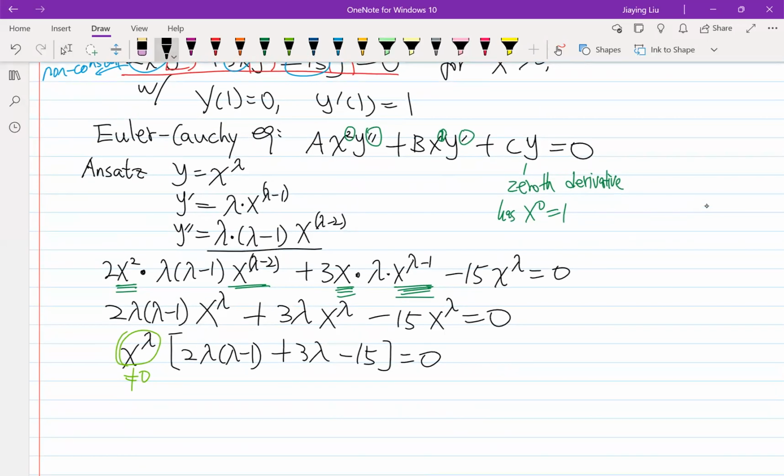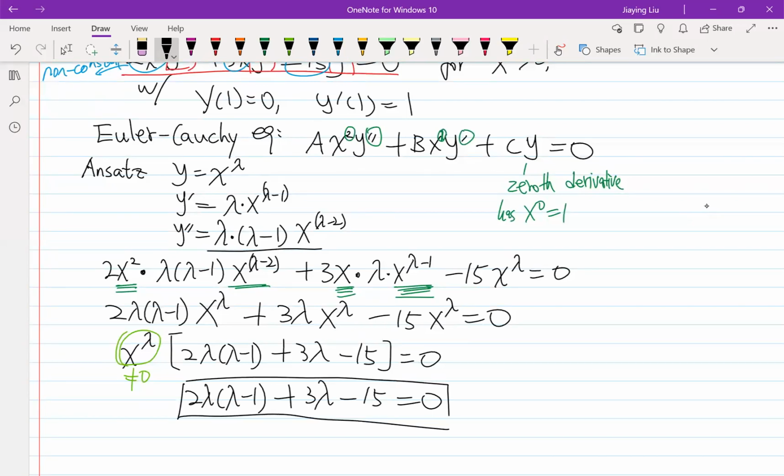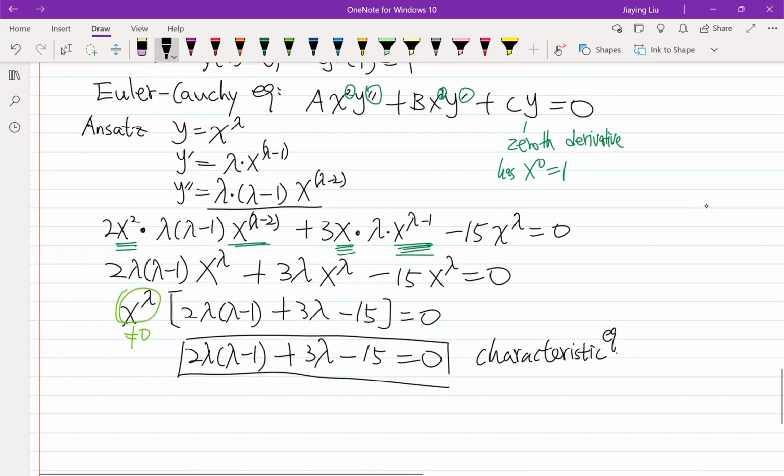The bracket part must be 0, so we get 2 lambda, lambda minus 1 plus 3 lambda minus 15 equals 0. This is what we call the characteristic equation, because the roots from this equation are going to tell us what the solution looks like, just like the previous example.